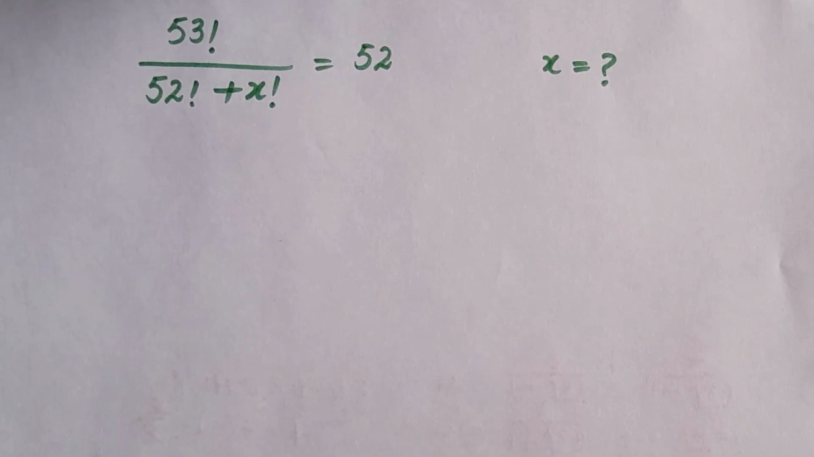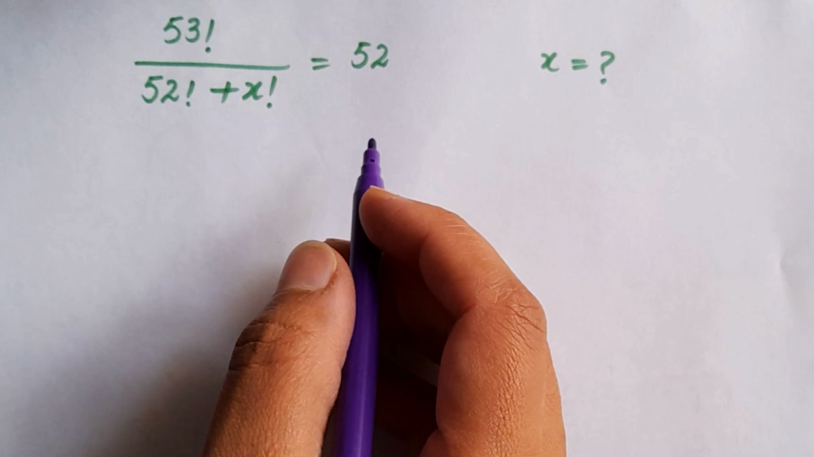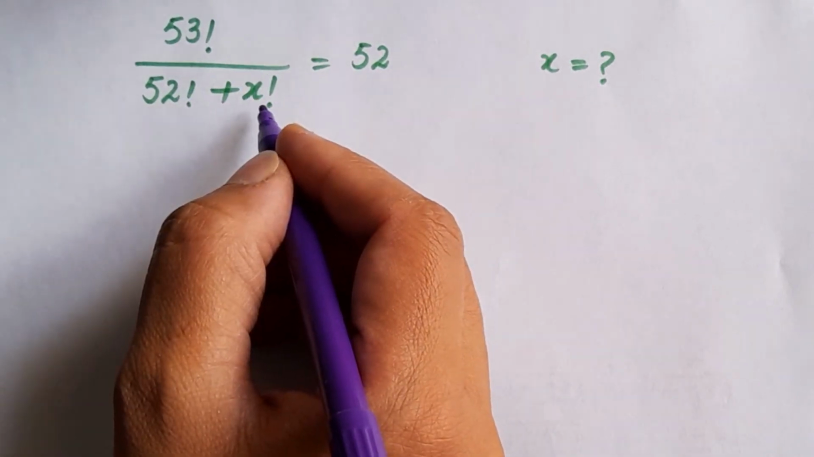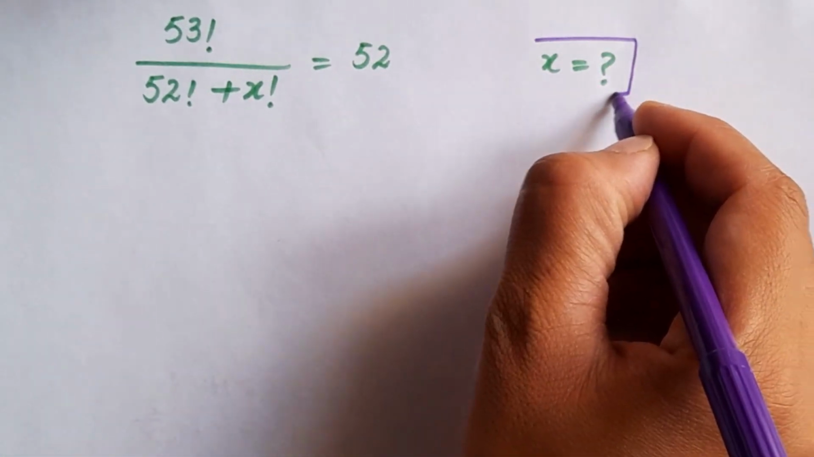Hello, welcome you all. Today in this video we are going to solve this factorial sum: 53 factorial divided by 52 factorial plus x factorial is equal to 52. We have to find the value of x in this problem.